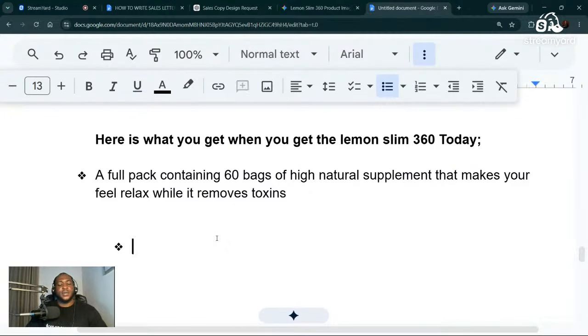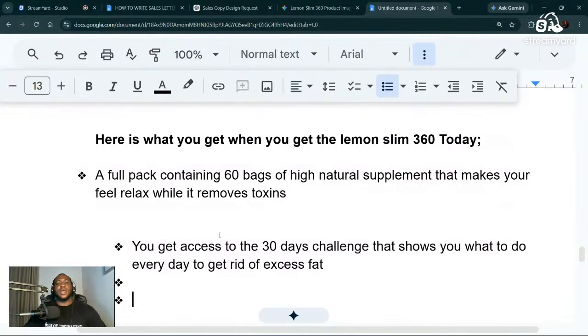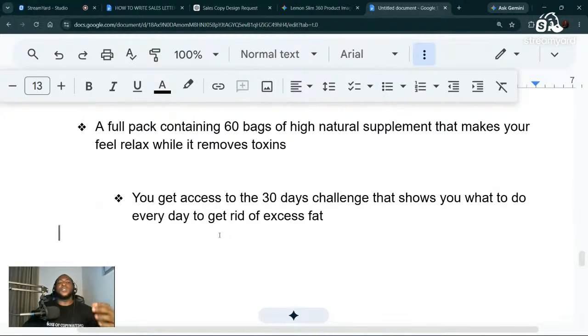You also, here's what you get today. You get access to the 30 days waist challenge that shows you what to do every day to get rid of excess waist fats. Then number 3, now you see what we are doing here. We are offer stacking. We are listing everything that this person is going to get.